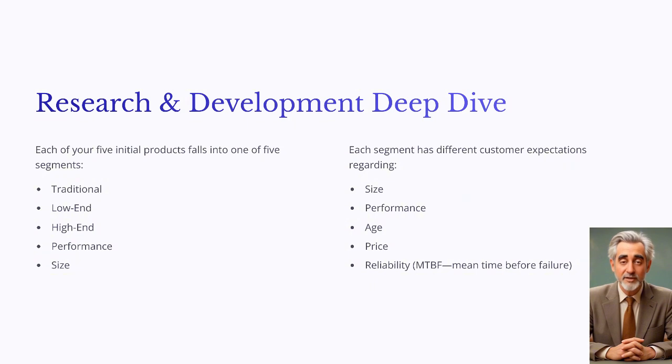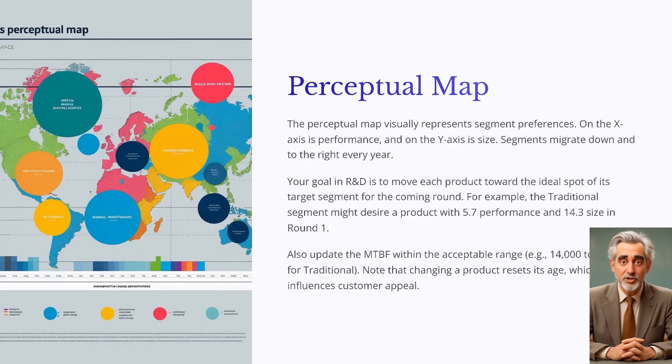Research and development deep dive. Let's begin with the first function, research and development. Each of your 5 initial products falls into one of 5 segments: traditional, low-end, high-end, performance, size. Each segment has different customer expectations regarding size, performance, age, price, and reliability, measured as MTBF, mean time before failure.